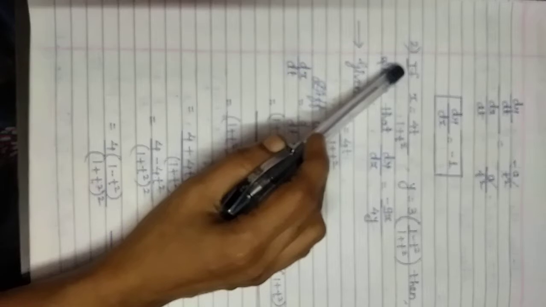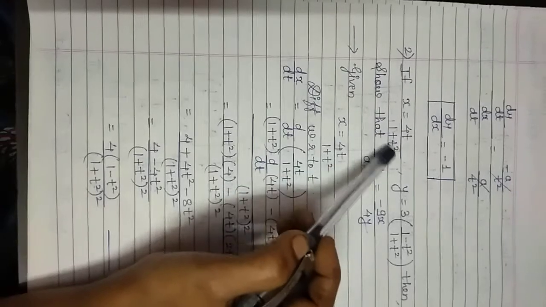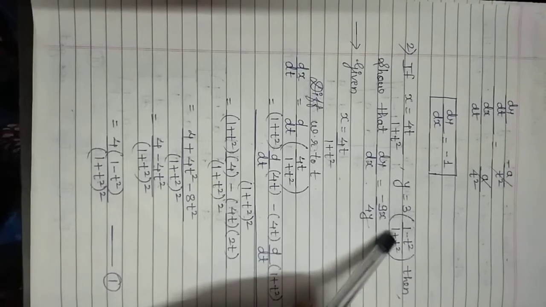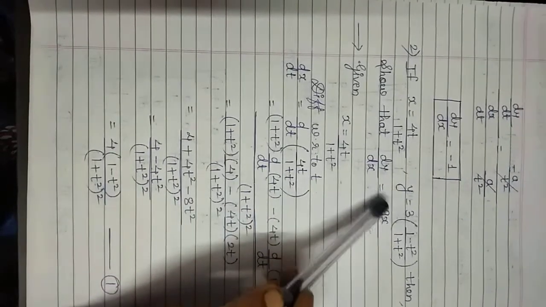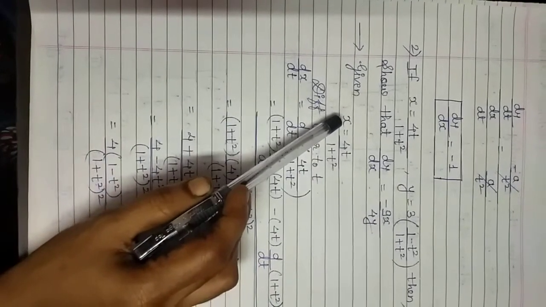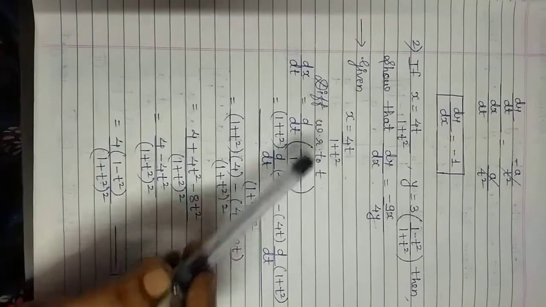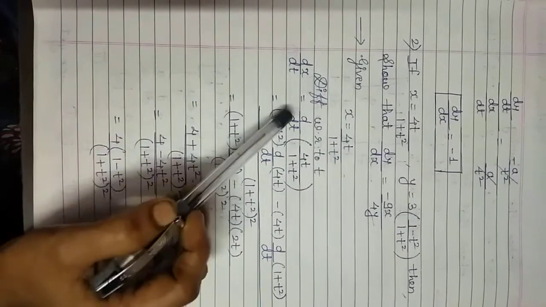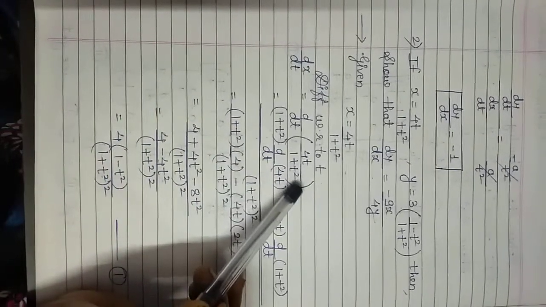Now second question. If x is equal to 4t upon 1 plus t square and y is equal to 3 into 1 minus t square upon 1 plus t square, then show that dy by dx is equal to minus 9x upon 4y. Here as x is equal to 4t upon 1 plus t square, parametric function t is present, so differentiating with respect to t, considering d by dt to both the sides, dx by dt is equal to d by dt of 4t upon 1 plus t square.